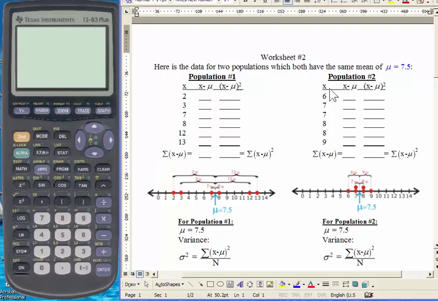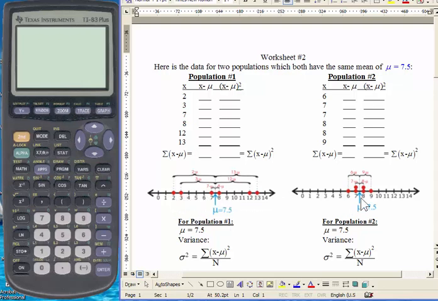Now, to calculate the mean for each population, simply add up your data values and divide by how many you have, 6 in each case. If you were to do that, you'd find that they both have the same population mean of 7.5. So they have the same measure of the middle. But what about their spread? And by spread, I mean how spread out the data values are.